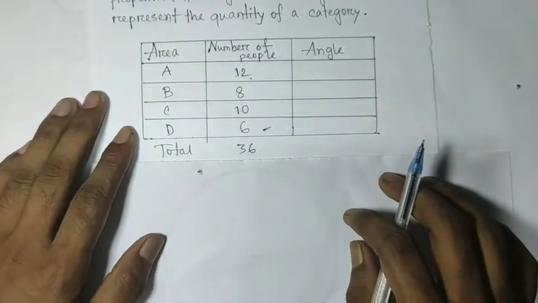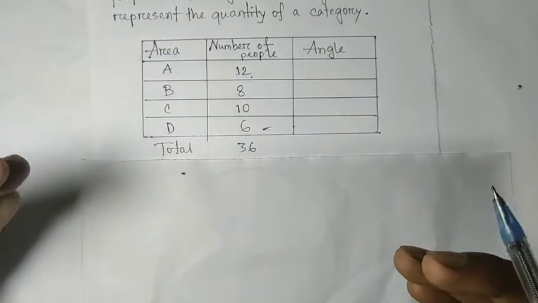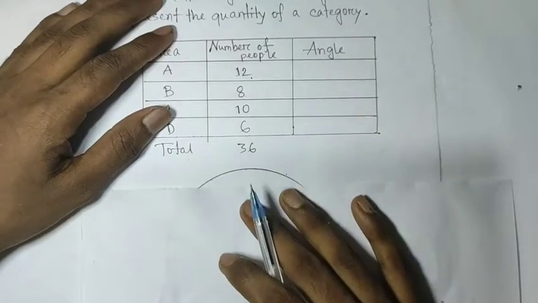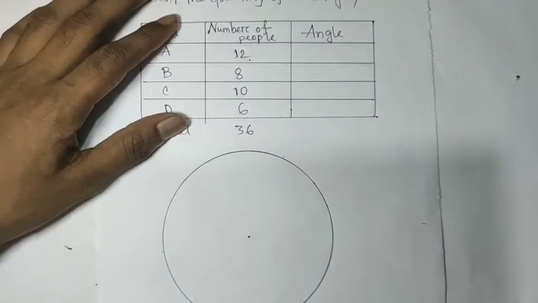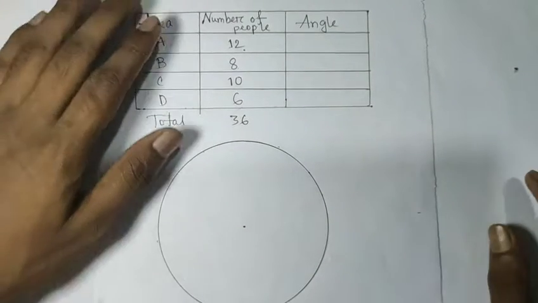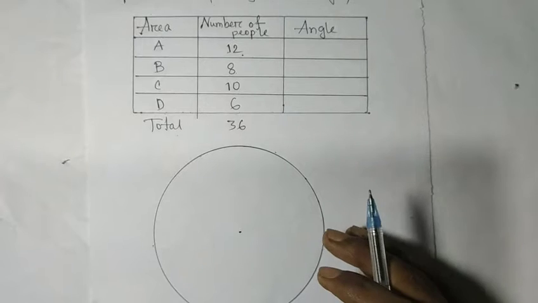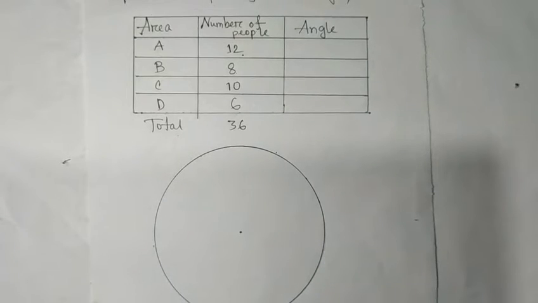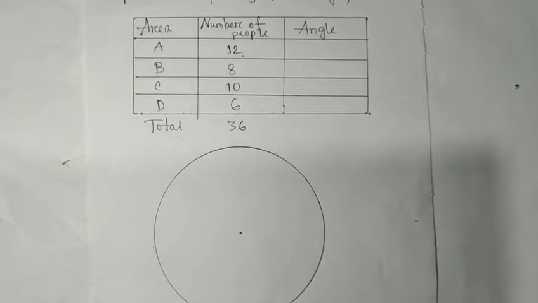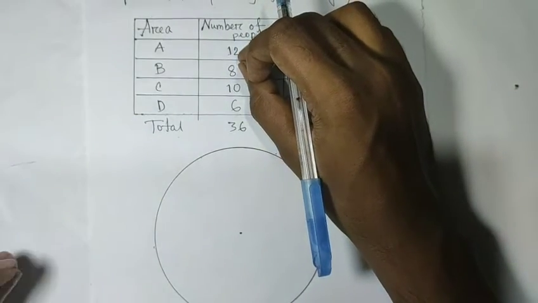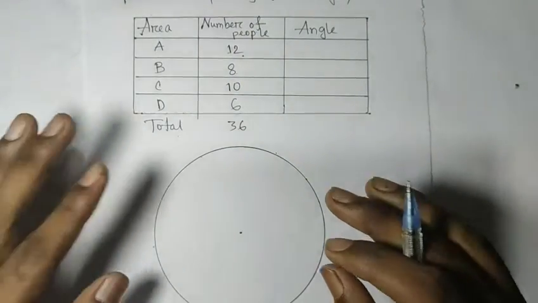So how can we represent it by pie chart? We know in pie chart we have to use a circle, as it's a circular graph, and in this circle we have to represent the frequency or the number of people by angle or arc length. So first we have to find out the angle for this frequency, then we have to represent it in the circle.